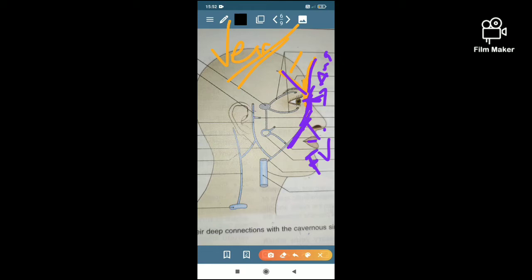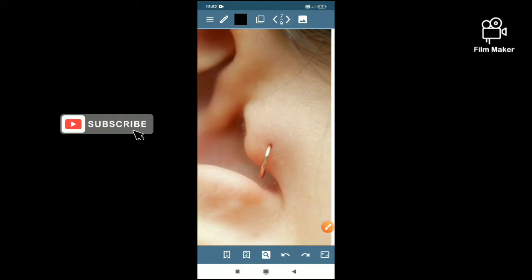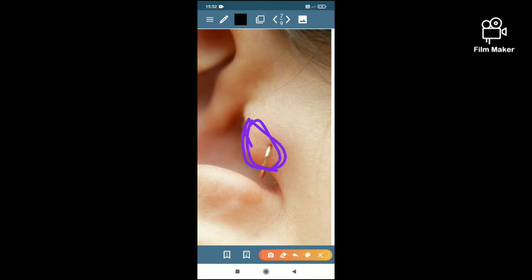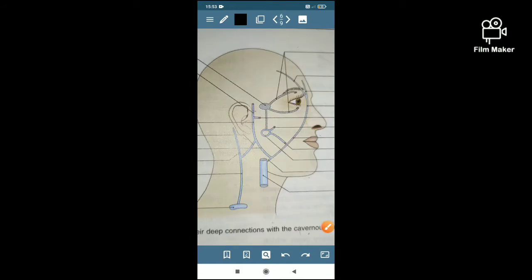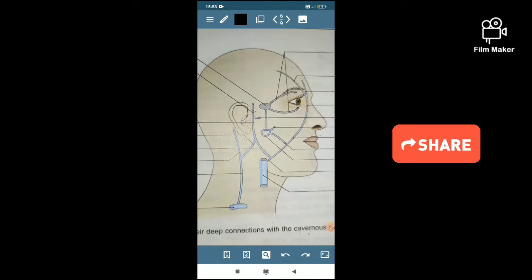And you can see this is the tragus of the ear. I will put another picture so you can understand clearly. This is this small part. Many people have the doubt, what is the tragus, and ask me. So this is the tragus of the ear. What happens is that the superficial temporal vein descends in front of the tragus and enters the parotid gland. You can see clearly in this picture where I will show you. Yeah, this is the tragus.